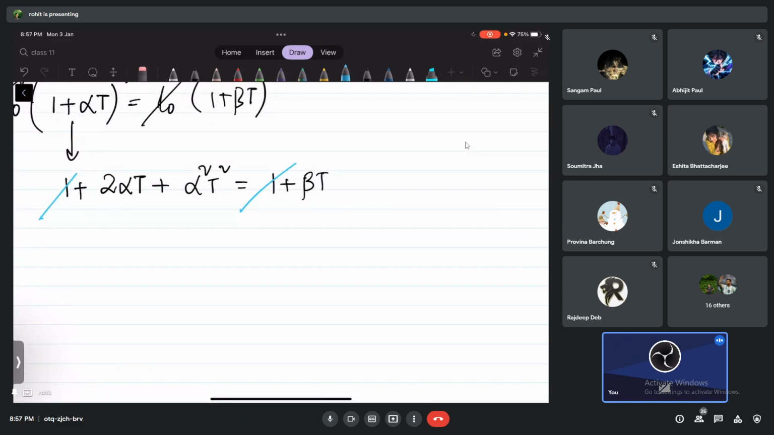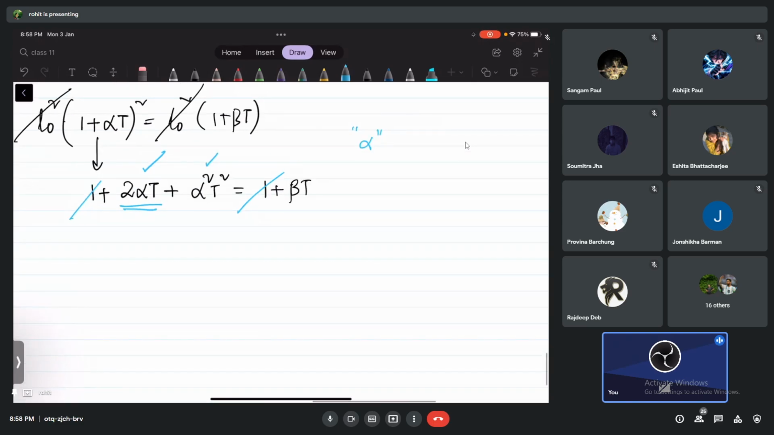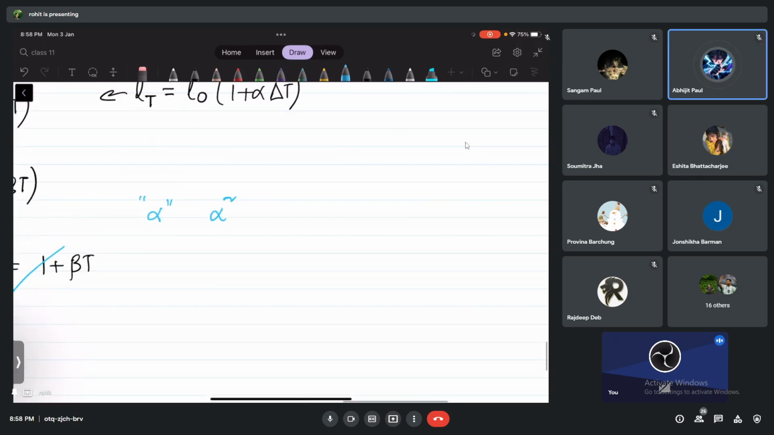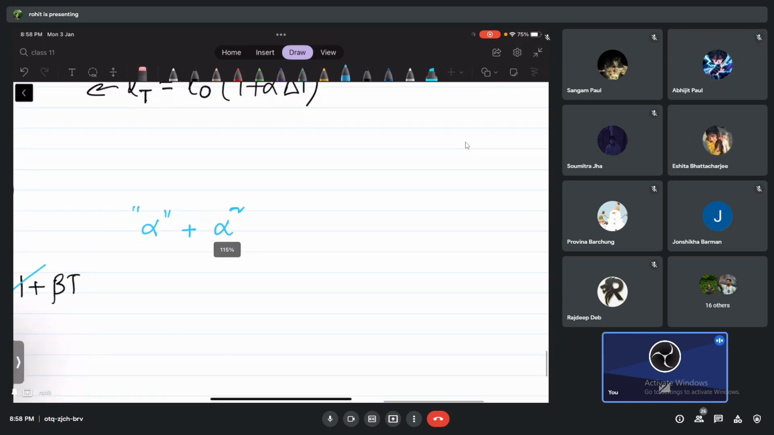Now let me just show you something. This and this, let's compare. The first term here has alpha, don't forget that, but the second term on the same side, is it alpha or alpha square? Alpha square. If you notice, there's a plus sign in between. And just notice something: do you remember what was the order of the value here? 10 to the power minus 5.